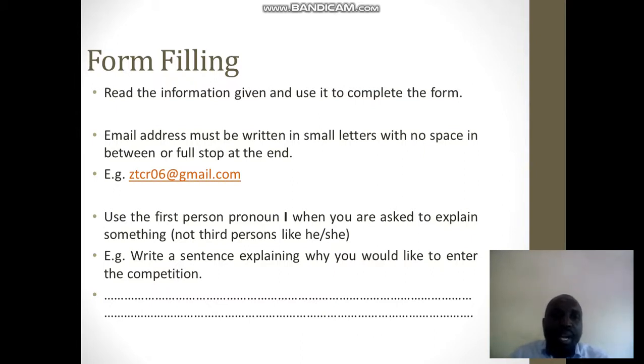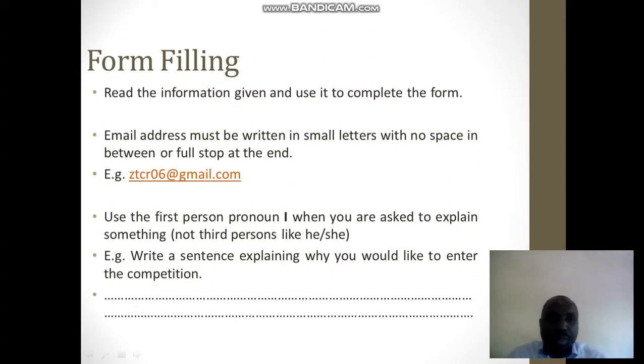Another point, when you are writing an email address, make sure that the email address is written in small letters with no spaces in between, and do not put a full stop at the end. For example, in this case, our email address is ztcr06@gmail.com. The email address is written in small letters and there is no full stop at the end.